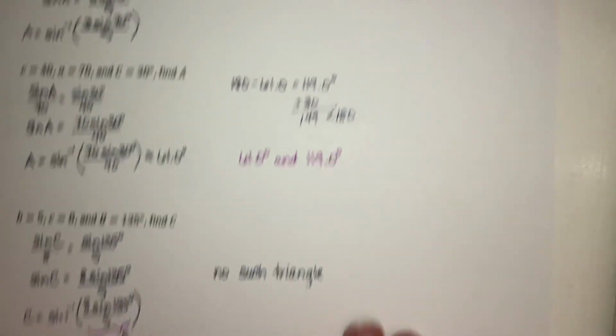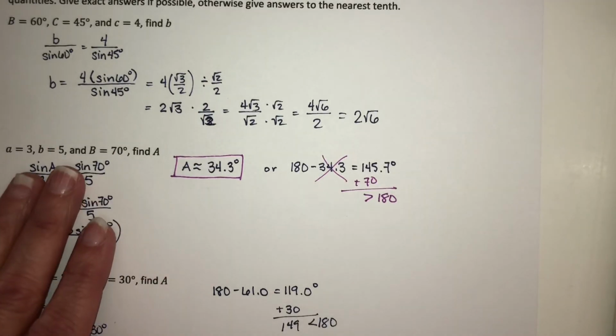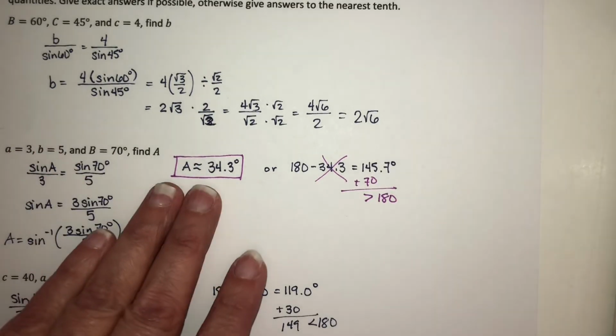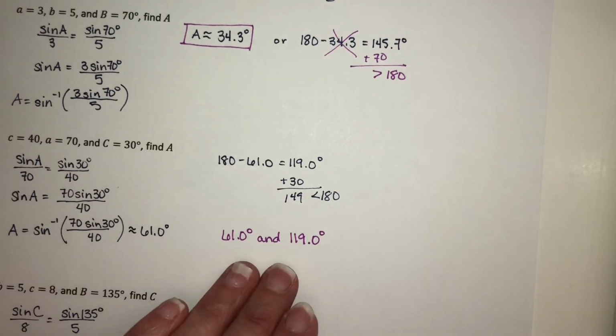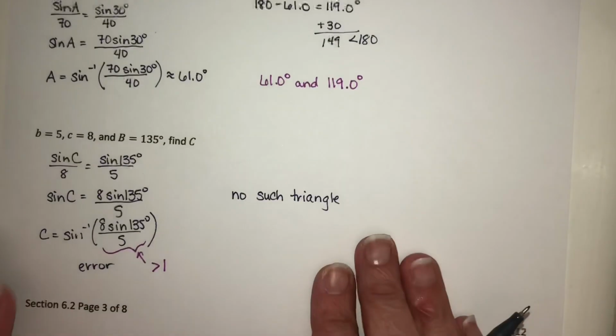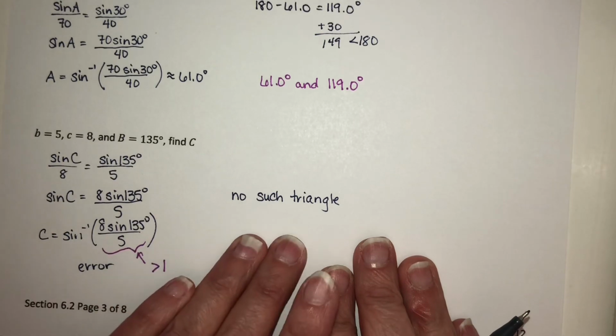Okay? So here we have a side-side-angle where we had one solution. Here we had side-side-angle with two solutions. And here we had side-side-angle with no solutions.